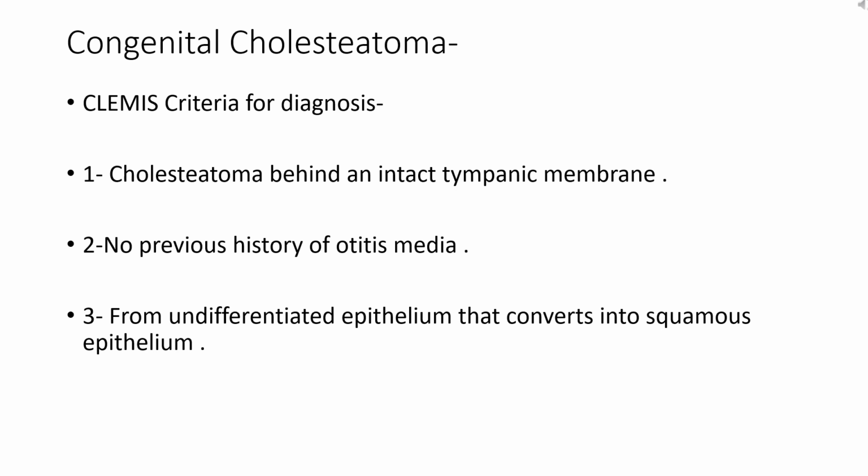First of all, coming to congenital cholesteatoma, there are two criteria for congenital cholesteatoma. One is Derlacki-Clemis criteria, the second is Levenson criteria. So what are the points under Clemis criteria for the diagnosis of congenital cholesteatoma? First, cholesteatoma will be seen behind an intact tympanic membrane. Also, there should not be any previous history of otitis media. It is seen that it develops from undifferentiated epithelium that gets converted into squamous epithelium. So these are the 3 points that come under the Clemis criteria.